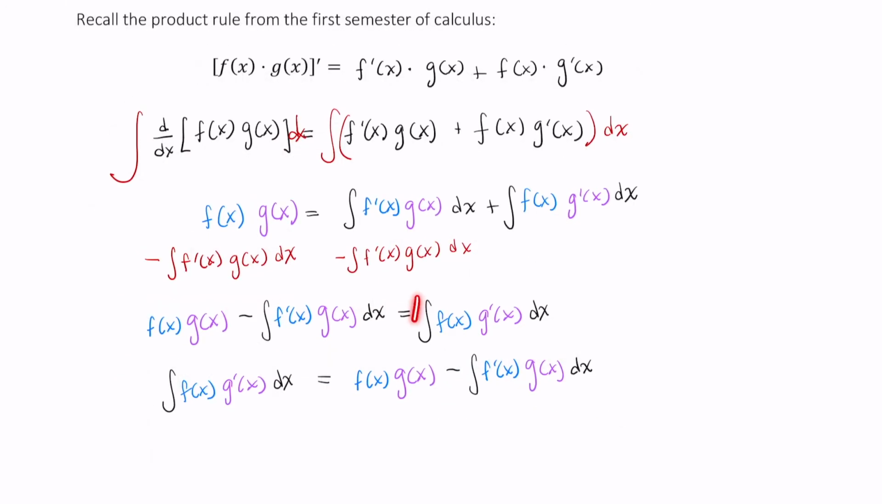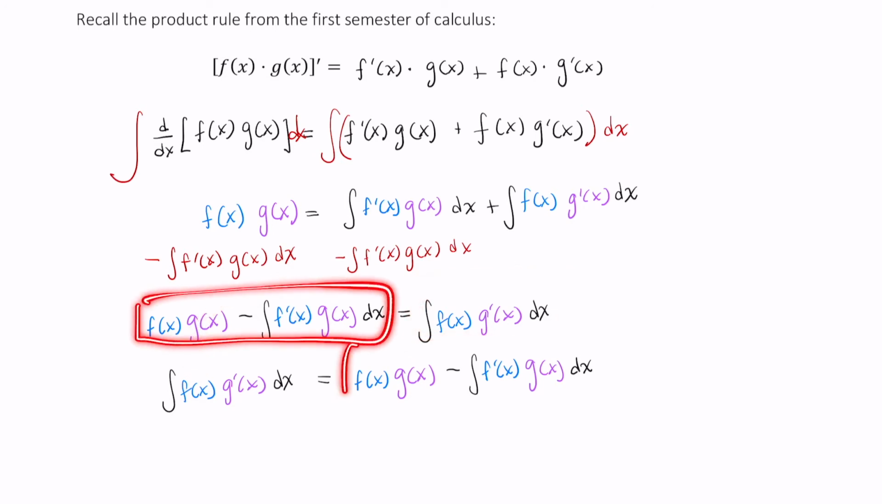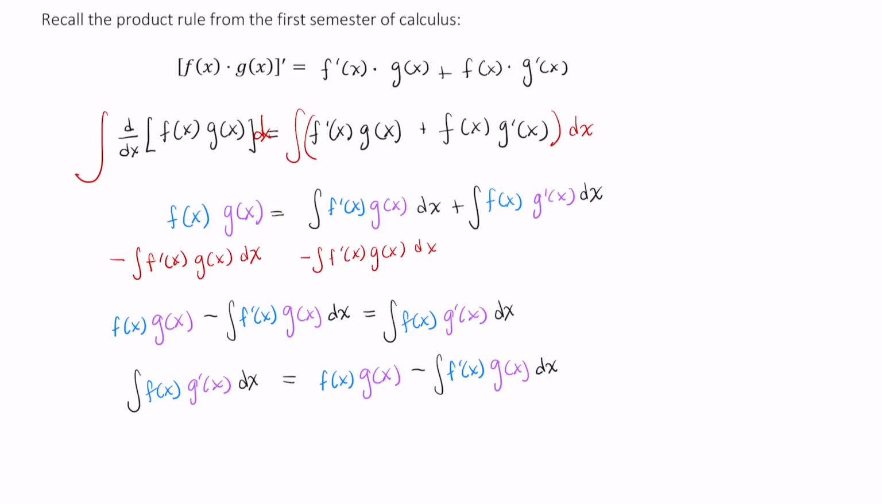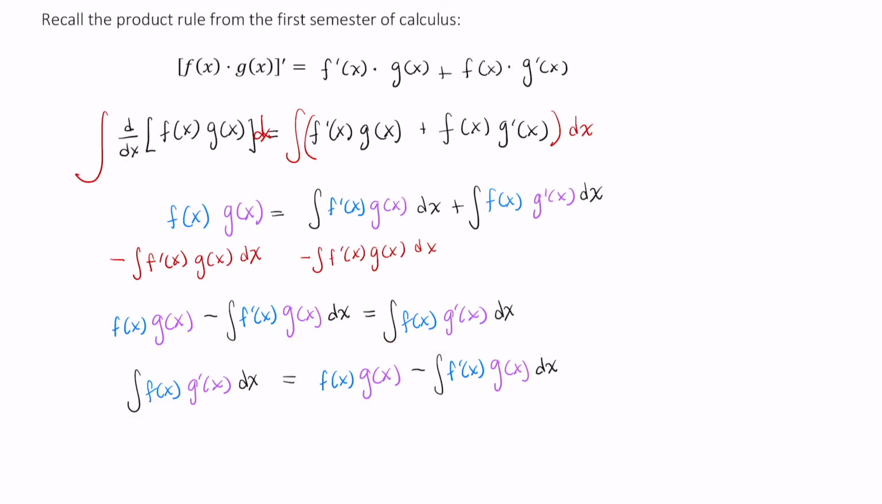So again, all I did here was put this piece on the left and this piece on the right. Okay, so what does this colorful line here actually mean? Well, how about we say f of x equals u. Then f prime of x dx equals du. Furthermore, let's say g prime of x dx is dv. Then ignoring constants, we know that g of x equals v.